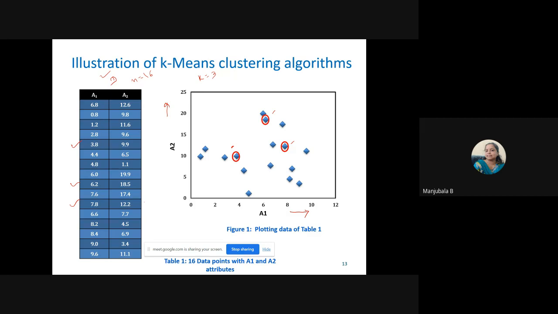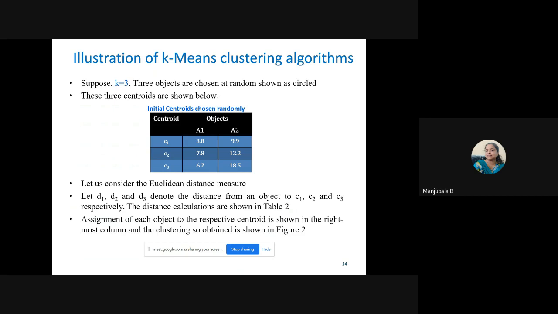And for the remaining 13 points, now what do we have to do? We have to find out the Euclidean distance between each point and each cluster, right? Whatever I told you, these 3 points are selected randomly. These are their centroids initially. So now you have to find out the Euclidean distance between the remaining points in the data set D and each of the cluster centroids C1, C2, C3. Assume that is your D1, D2, D3. It denotes the distance from an object to cluster C1, C2, and C3 respectively.